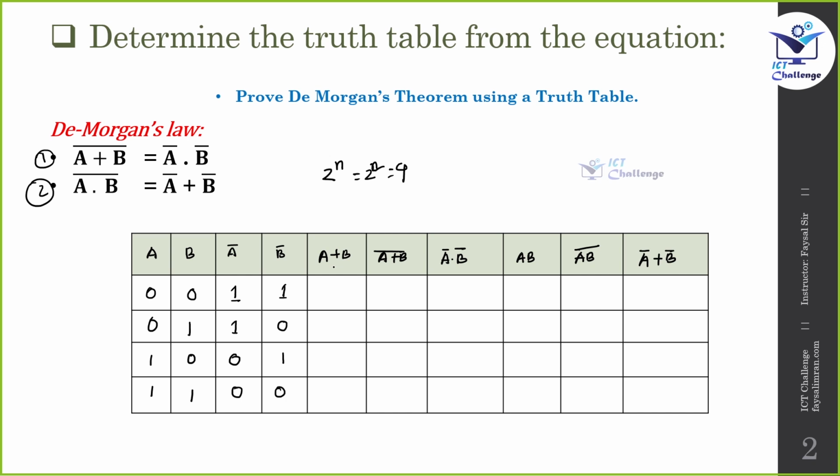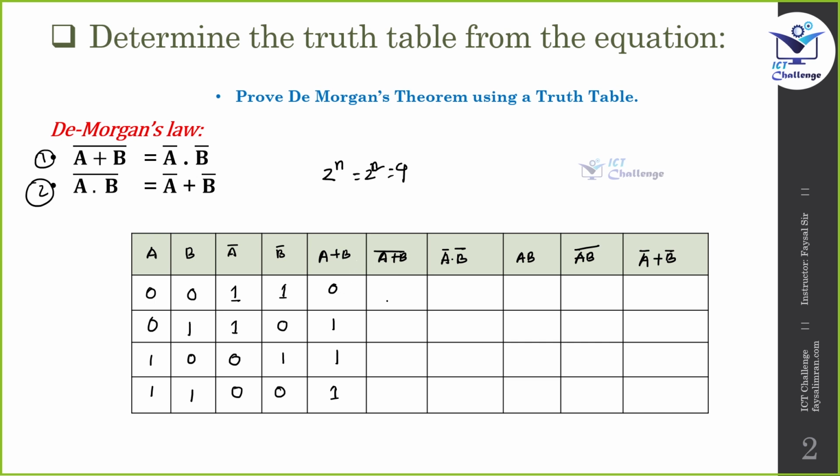Now we have to find the addition result of a plus b. That means we have to add those two columns, a and b. So 0 plus 0, the result should be 0. 0 plus 1, the result should be 1. 1 plus 0 is equal to 1, and finally 1 plus 1, you will get 1. So the result is 0 1 1 1. So a plus b, the result is 0 1 1 1.